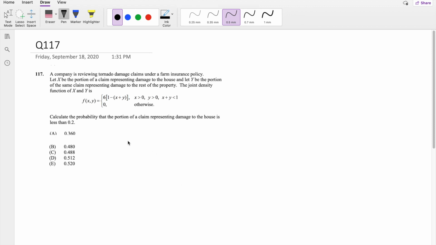So this is saying calculate the probability of a portion of a claim representing the damages to the house. So that is basically calculate the probability that X, the portion of a claim representing the house, is less than 0.2. So we just have to figure out what the f of x is, and find where it is less than 0.2. They do give you the joint function, so you just have to find f of x.